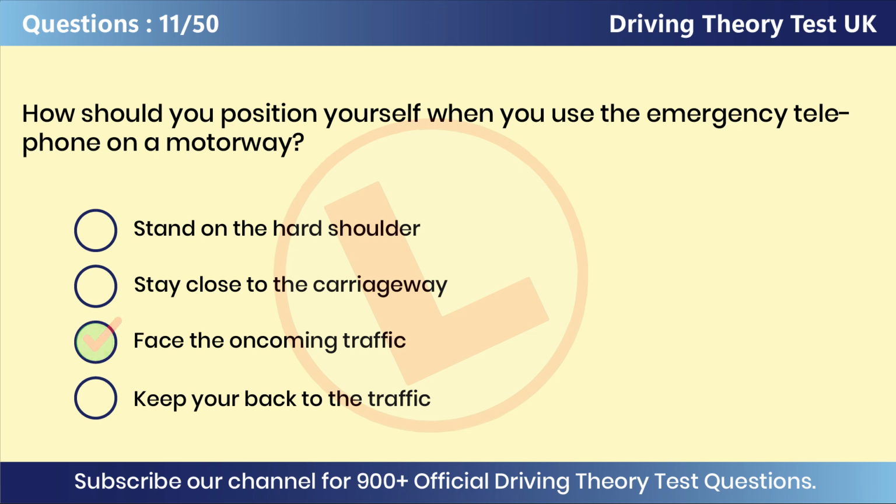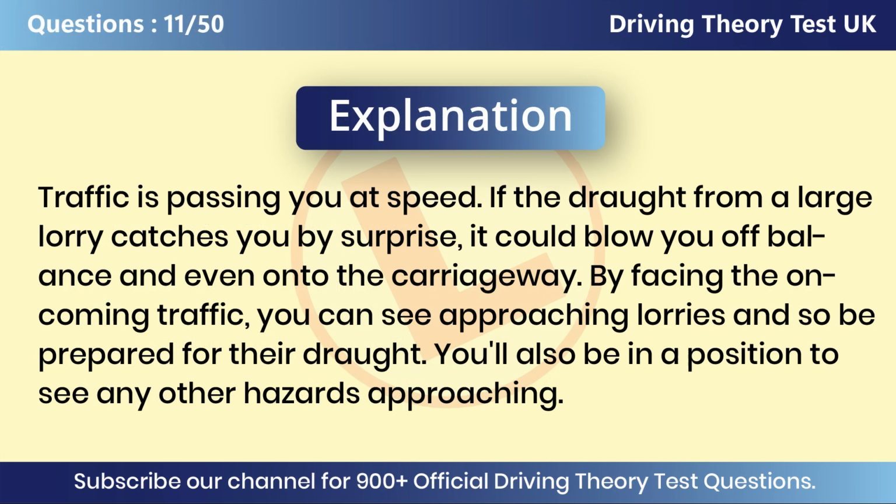C. Face the oncoming traffic. Traffic is passing you at speed. If the draft from a large lorry catches you by surprise, it could blow you off balance and even onto the carriageway. By facing the oncoming traffic, you can see approaching lorries and so be prepared for the draft. You'll also be in a position to see any other hazards approaching.